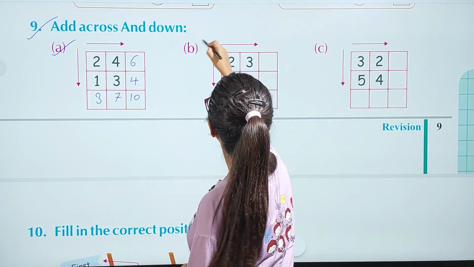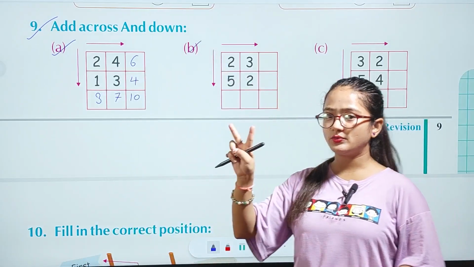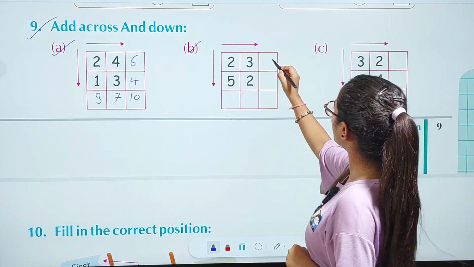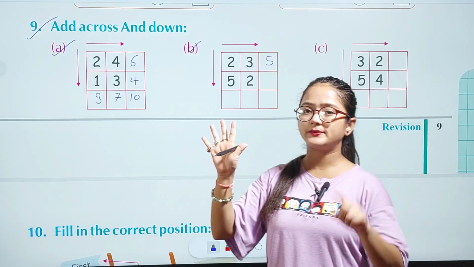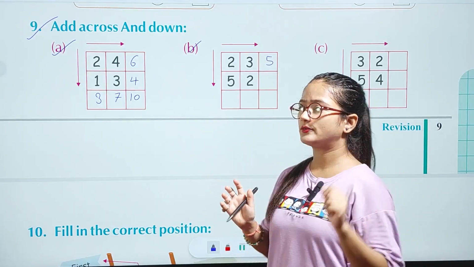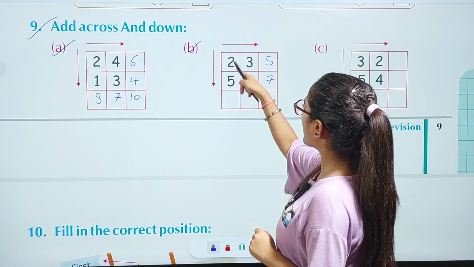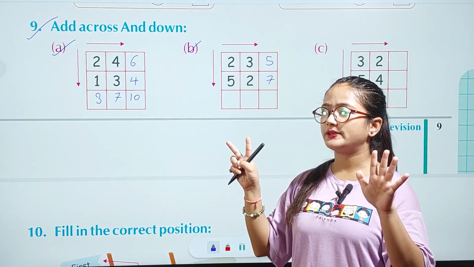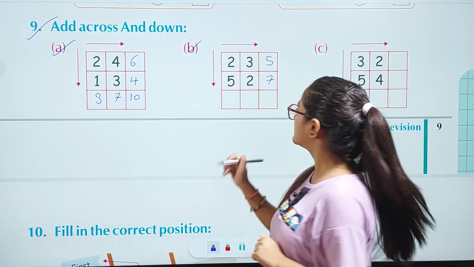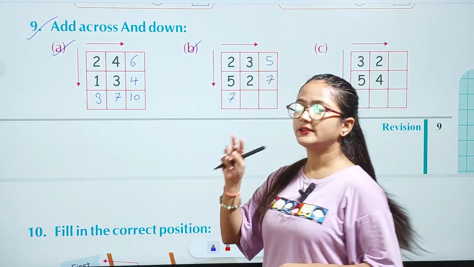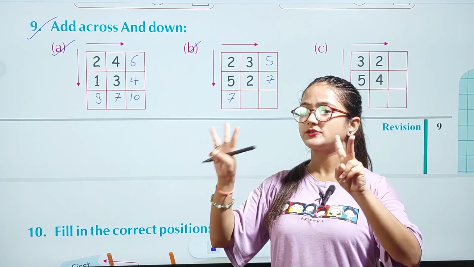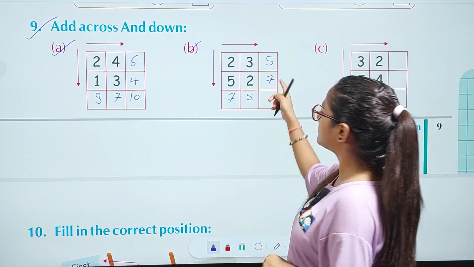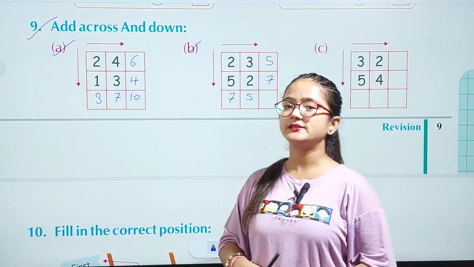Now the next box, 2 plus 3. How many total fingers are there? 1, 2, 3, 4, 5. Write down 5 here. Then 5 plus 2: 5, 6, 7. Write down 7 here. Now add these two numbers, 2 plus 5. How many fingers are there in total? 7. So write down 7 here. Then 3 plus 2: 1, 2, 3, 4, 5. Answer is 5.